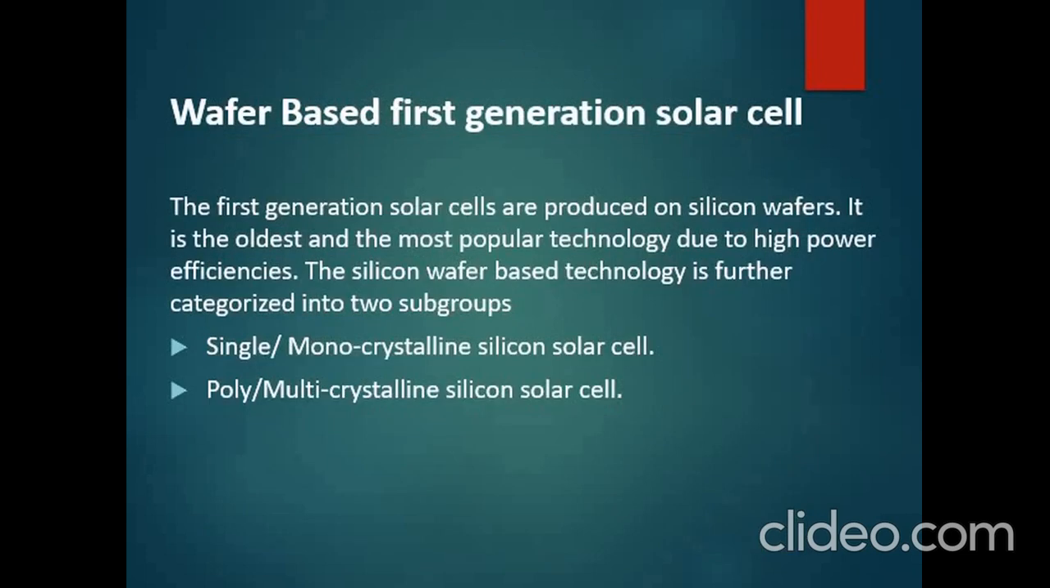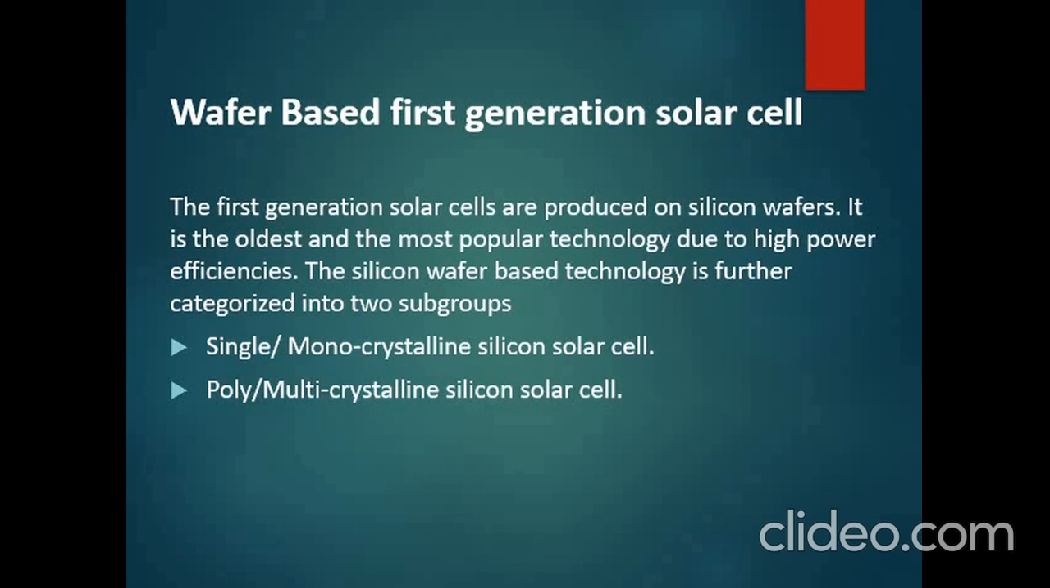Wafer-based first generation solar cell. The first generation solar cells are produced on silicon wafers. It is the oldest and the most popular technology due to its higher power efficiencies. The silicon wafer-based technology is further categorized into single monocrystalline silicon solar cells and poly and multicrystalline silicon solar cells.